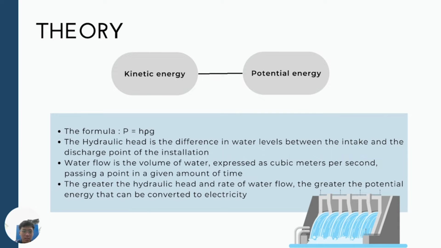The hydraulic head is the difference in water levels between the intake and the discharge point of the installation. Water discharge is the volume of water, expressed as cubic meters per second, passing a point in a given amount of time. The greater the hydraulic head and rate of water flow, the greater the potential energy that can be converted to electricity.